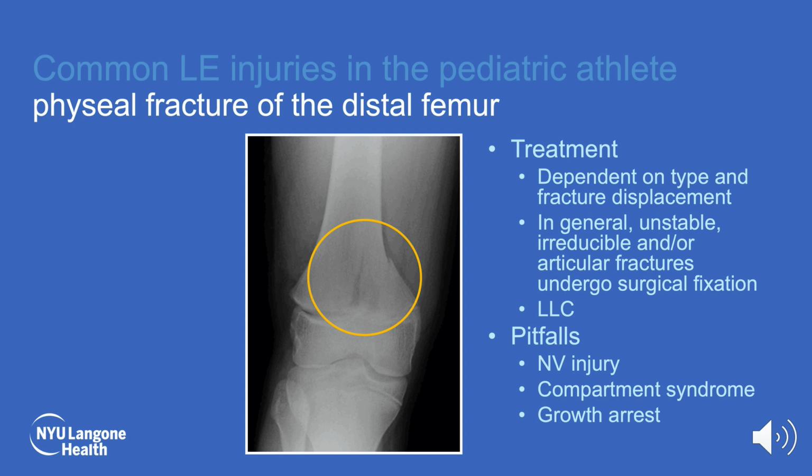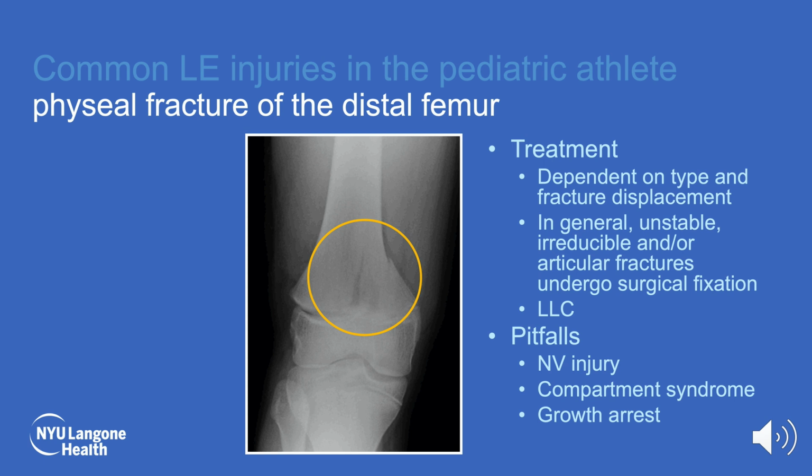So an unstable, irreducible, or articular fracture are the ones that undergo surgical fixation for sure. Ones that are extra-articular, reducible, or reduced, or minimally displaced and stable may potentially be treated in a long leg cast. I think at this point, we are no longer recommending stress views, although that was typically a tested thing. And I guess if there's really a question, you could do, again, an MRI.